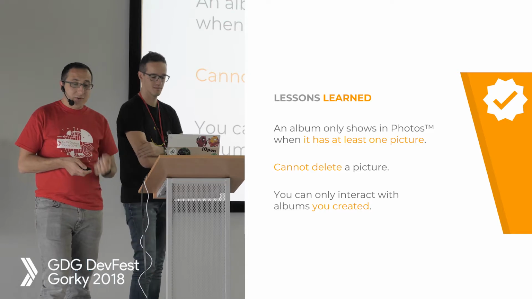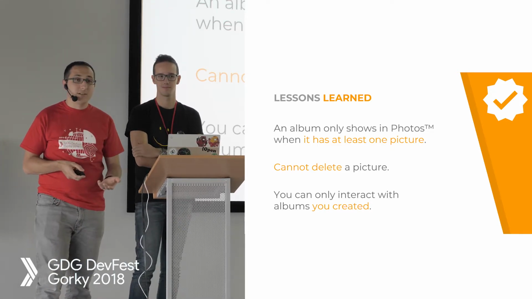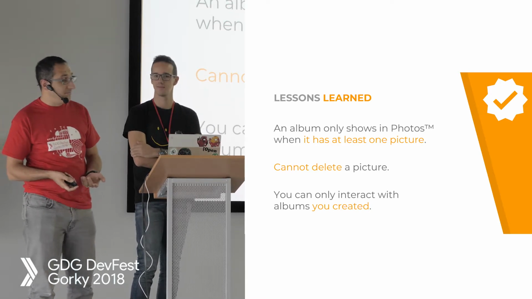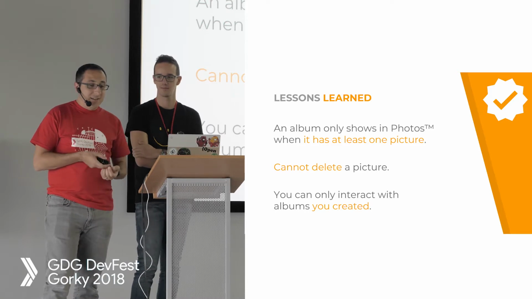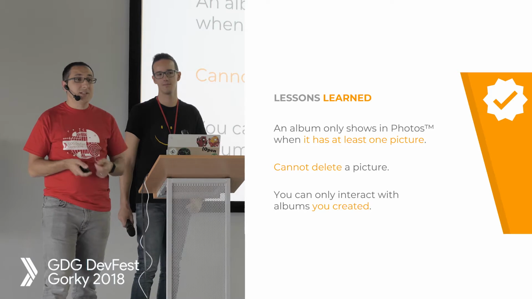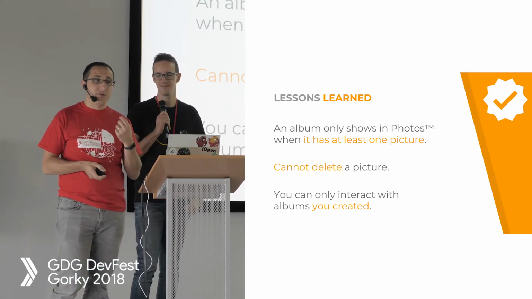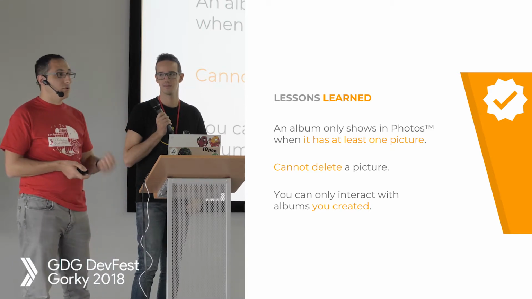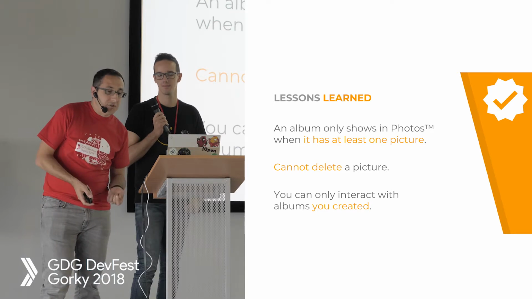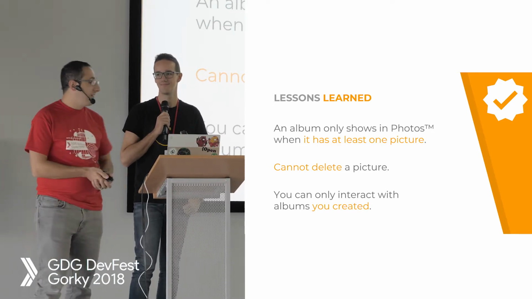But from the API, you cannot delete those pictures. So once they're uploaded, you have to access Google Photos in order to delete the picture. And of course, you can only interact with the albums that you created from your app. But as soon as you act on these albums on Google Photos, you may lose ownership of these albums, so you cannot really act on them anymore. And we discovered it the hard way.